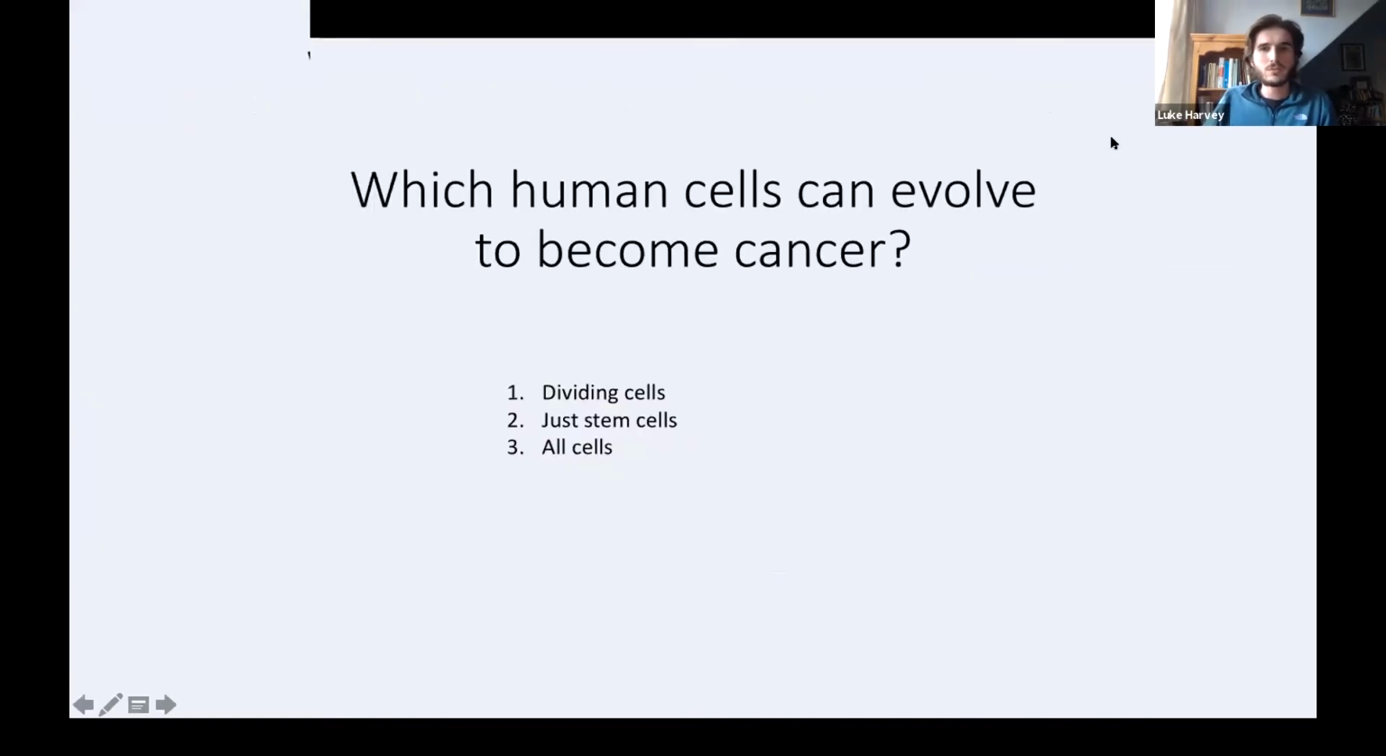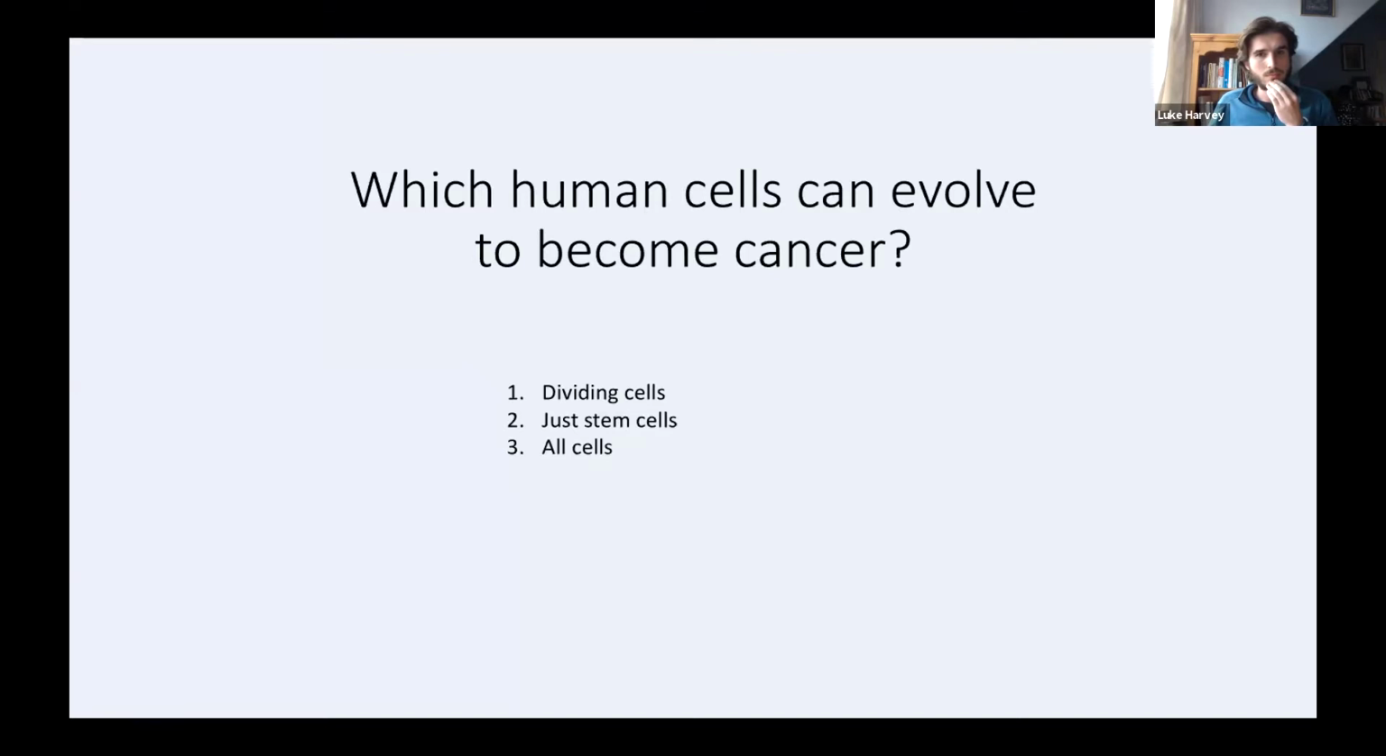So which human cells can evolve to become cancer, though? Is it all cells, or just dividing cells, or just the stem cells we have in our body? Again, we should have a poll on our screen. If anyone can't see it, pop an answer in the chat box.